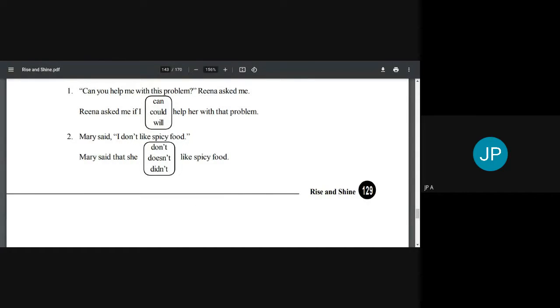Can you help me with this problem? Reena asked me. So it is an yes or no question. So the connecting word used is if. So if it is an yes or no question, we can use connecting words if or whether. രണ്ടും മാറി മാറി ഉപയോഗിക്കാം, ഇഷ്ടമുള്ള ഉപയോഗിക്കാം. We can use if or whether, if it is an yes or no question. So Reena asked me if I or whether I.